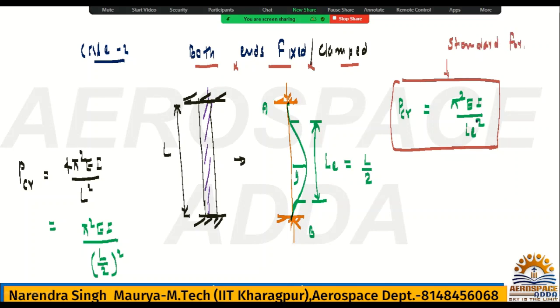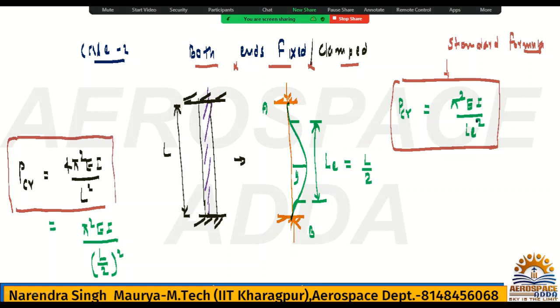Standard formula. But for this particular case, when the column is clamped or fixed at both ends, then this will be the particular formula for this particular case. This you need to remember. If they have given both ends are fixed, then this formula you have to use. Okay?